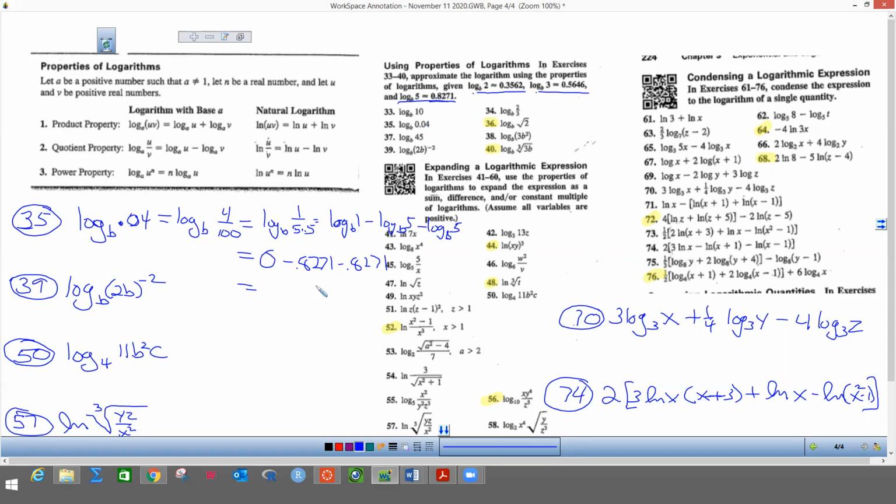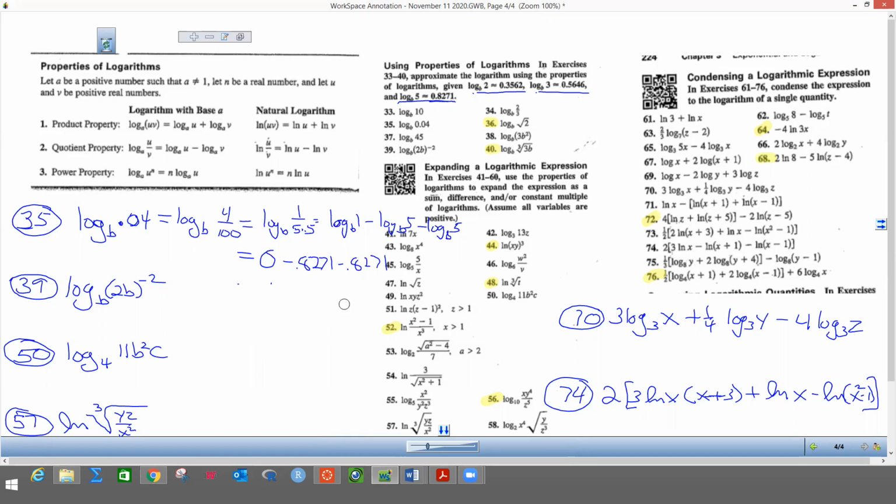Let's see, 1 and 1 is 2, 7 and 7 is 14, 2 and 2 is 4, carry 1 is 5, and 8 and 8 is 16. And you line up the decimals, and they're both negative, so it'd be negative 1.6542 is the answer. So that's how you do 35.